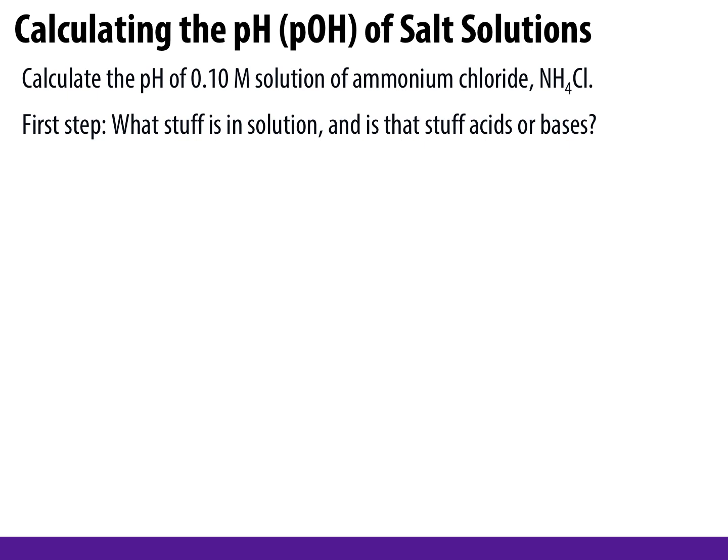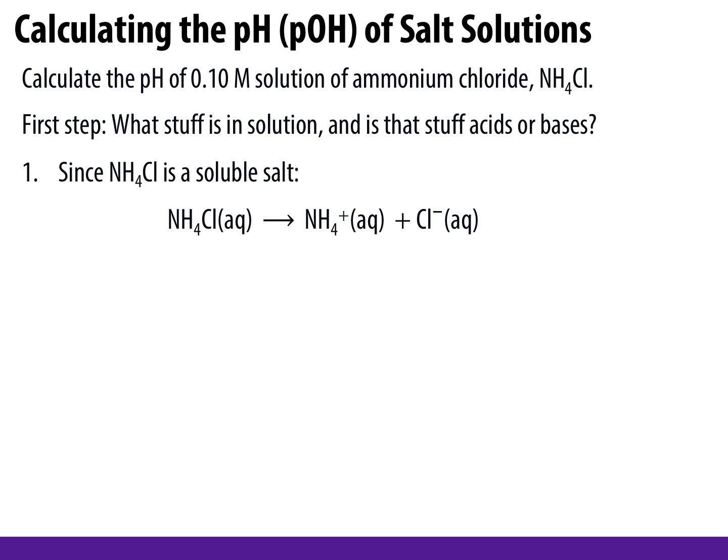So here is 0.1 molar ammonium chloride. Try to figure out how you can calculate the pH. First step here is that this is in fact a salt. The ions are ammonium and chloride, so this dissociates in water to form NH4 plus ions and Cl minus ions.